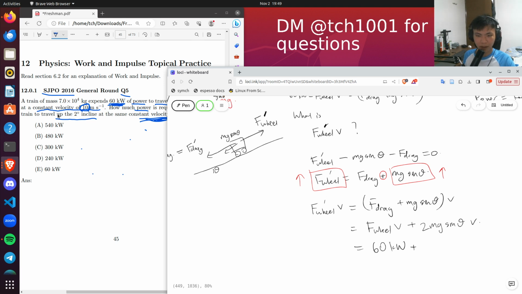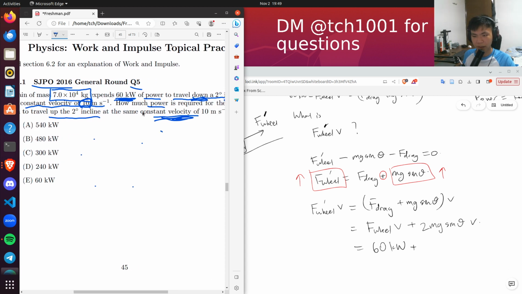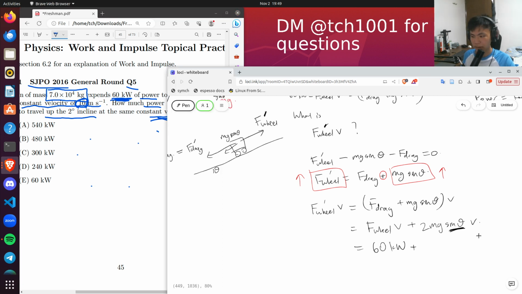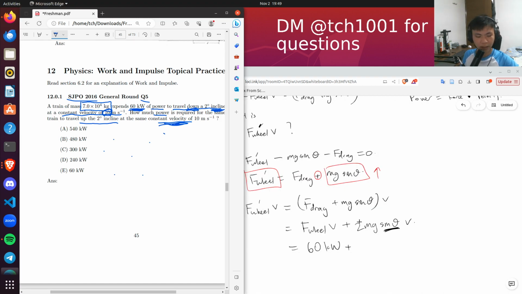And the second quantity, we have all the values we need. So m in this case is 7 times 10 to the 4 kg. g is 9.81. Sine theta is sine 2 degrees. And V is 10 meters per second. So we just need to put in those values, and let me just punch the calculator: 7 times 10 to the 4 times 9.81 times sine 2 degrees times 10 meters per second times 2.